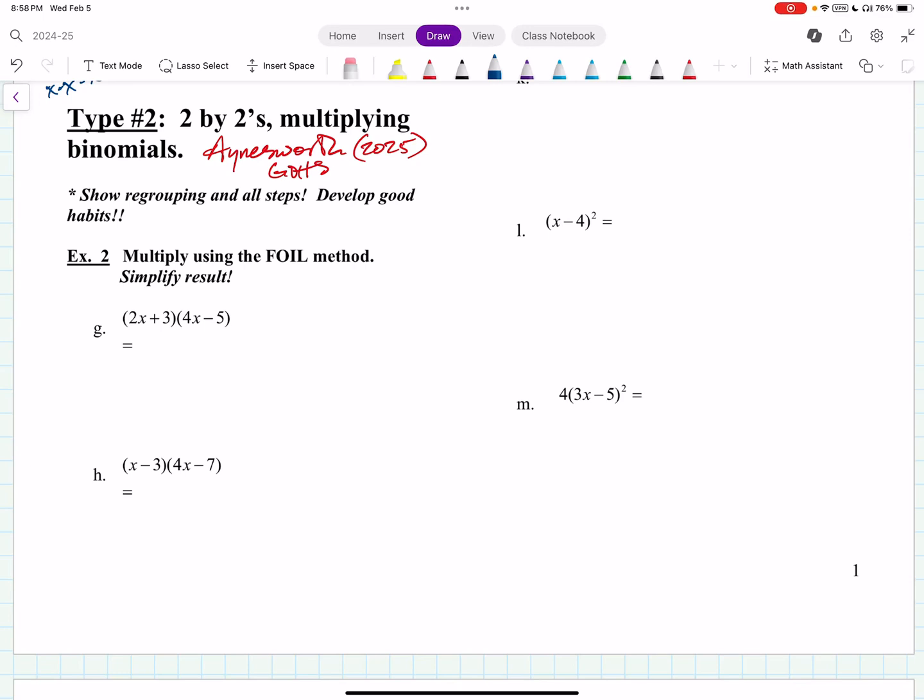Hey, everybody, this is Mr. Ainsworth, and we're getting into type 2 here, and we're going to take a look at how to multiply binomials times binomials using the distributive property and look at all different types.